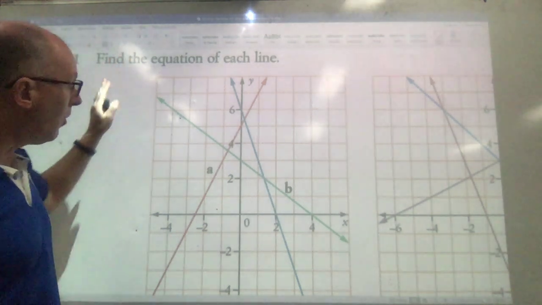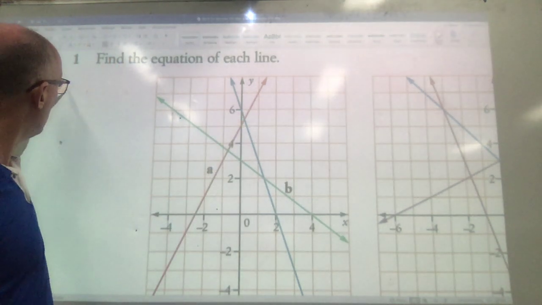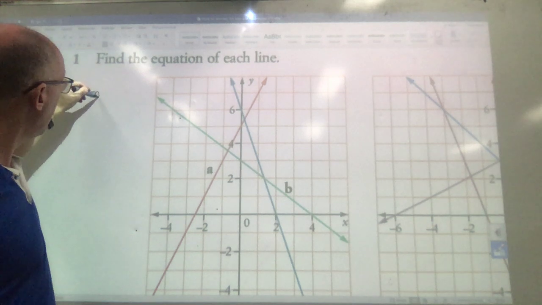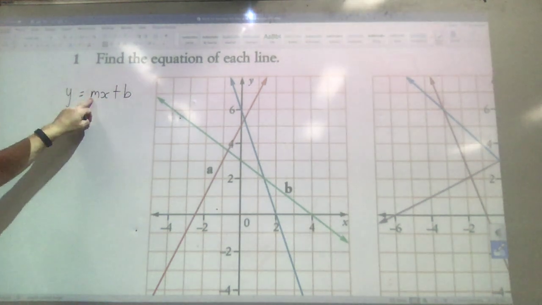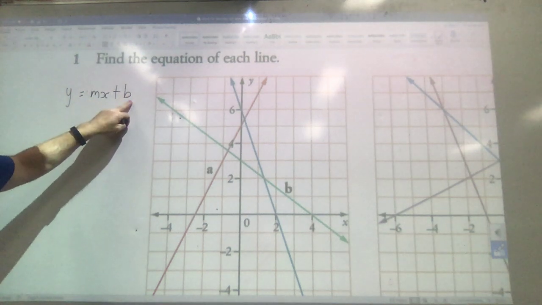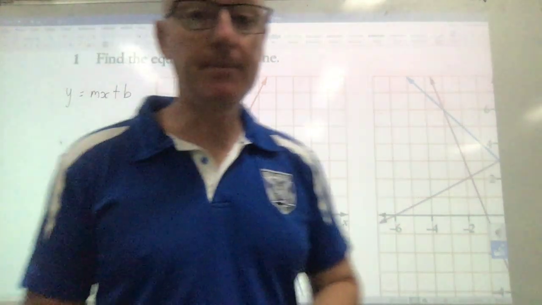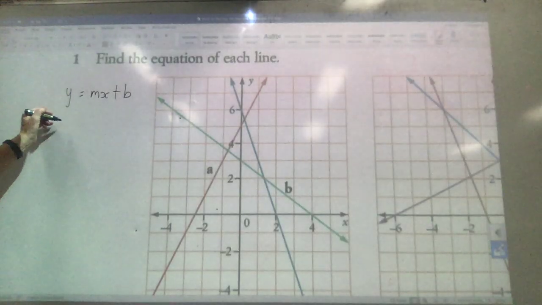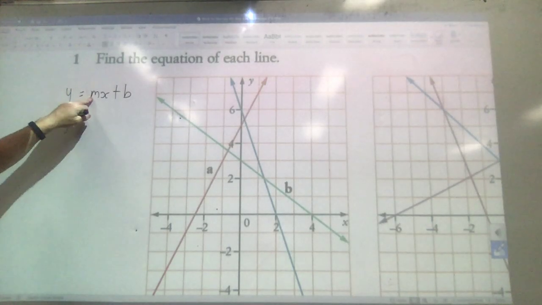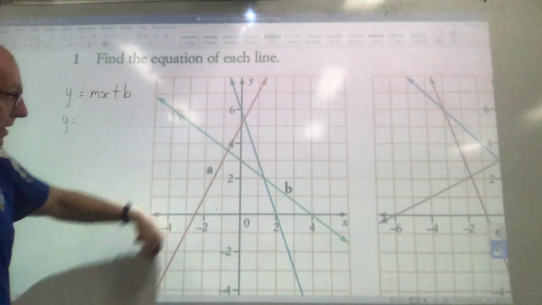So all of these straight lines come in the form of y equals mx plus b. In other words, all straight lines have a gradient and a y-intercept. Let's work on the first one here. So on this first question here, we've got y equals. Let's find the gradient. Let's do the red line first.